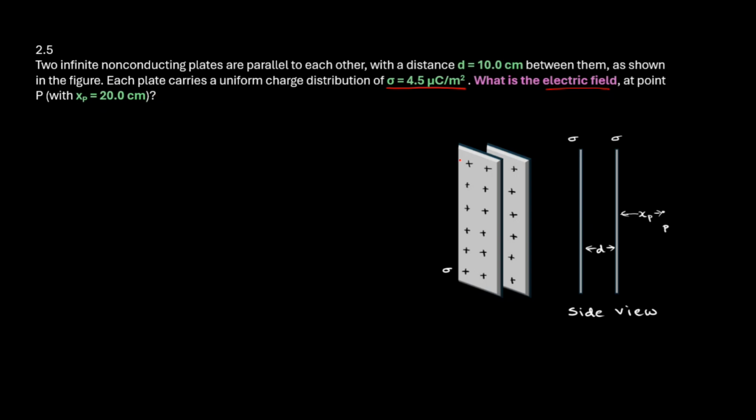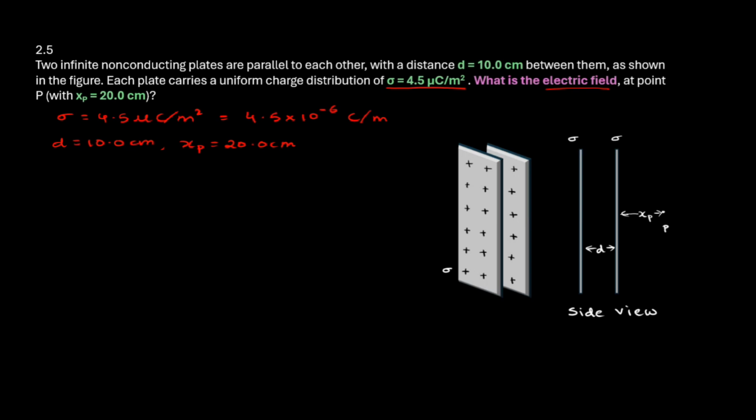So here you have two non-conducting plates. Both of them have a charge density of sigma, and sigma is equal to 4.5 microcoulomb per meter squared, which you can write as 4.5 times 10 to the power negative 6 coulomb per meter squared. The distance between the two plates is 10 centimeter, and you need to find the electric field at a point P, and the position of point P is 20 centimeter.